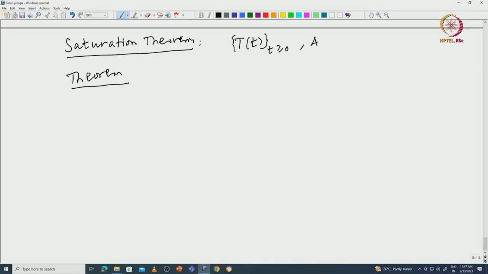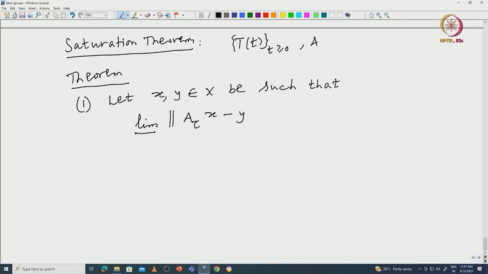Okay, so there are three parts. Let me state them. Let x, y belong to X be such that the lim inf of the norm of A_tau x minus y as tau tends to 0 plus is 0. Again let me recall this A_tau: we define it as tau inverse times (T(tau) minus identity). Okay. So if it were just a limit, then this is the definition of the generator.